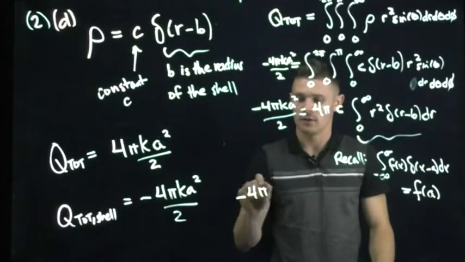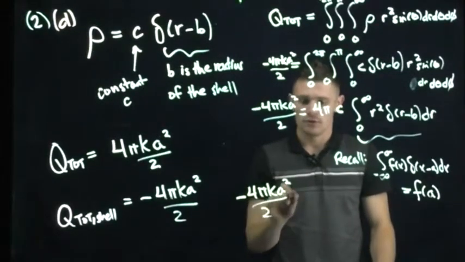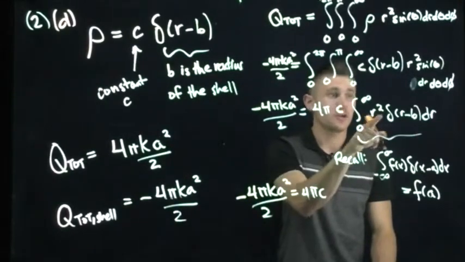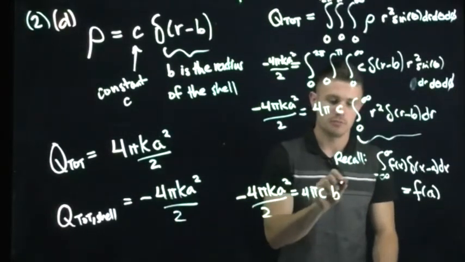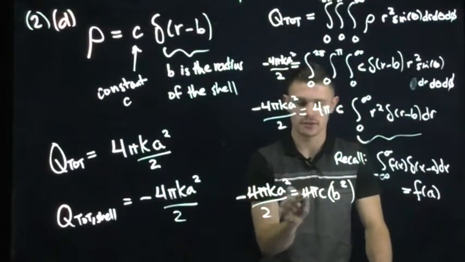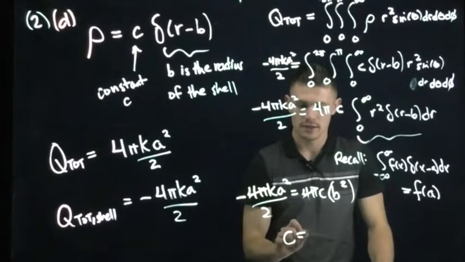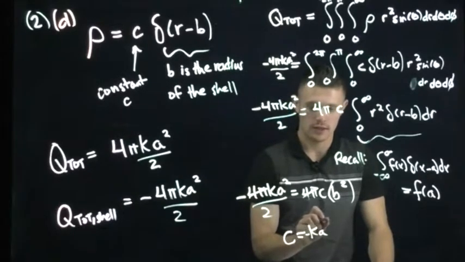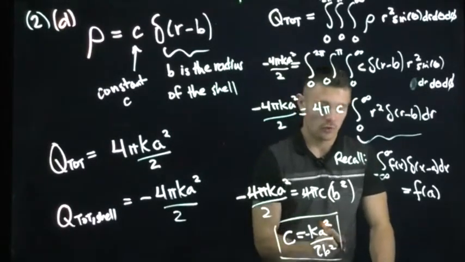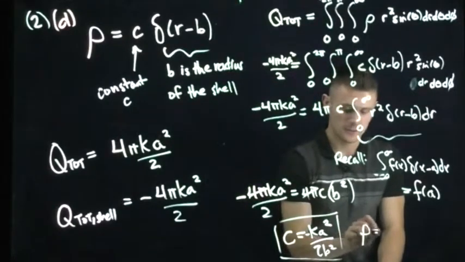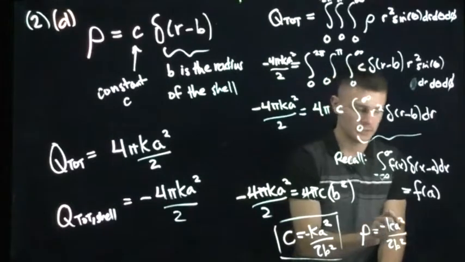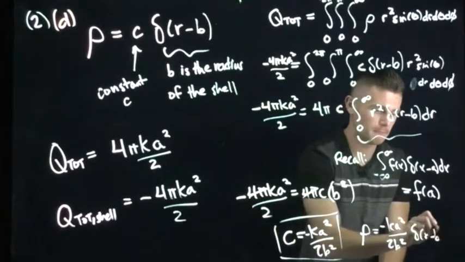We have negative 4 pi k a squared over 2 is equal to 4 pi c, and we evaluate this function r squared at position b, so we end up with just b squared. Now we can cancel out, and we end up with our constant c is equal to negative k a squared over 2 b squared, which gives us our charge distribution rho is equal to negative k a squared over 2 b squared delta r minus b.